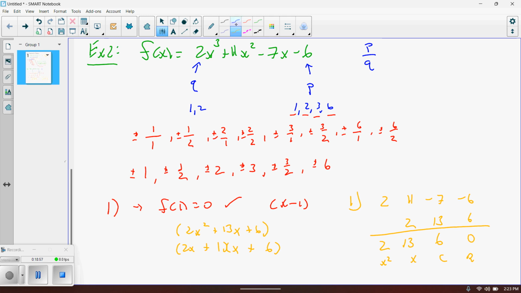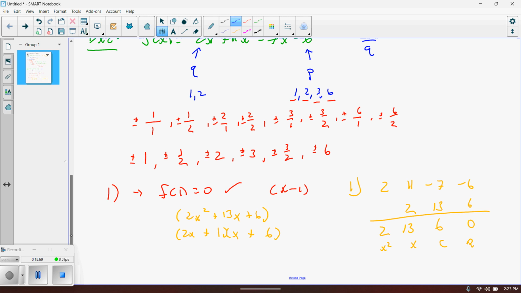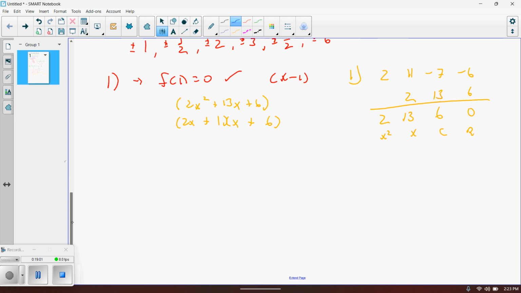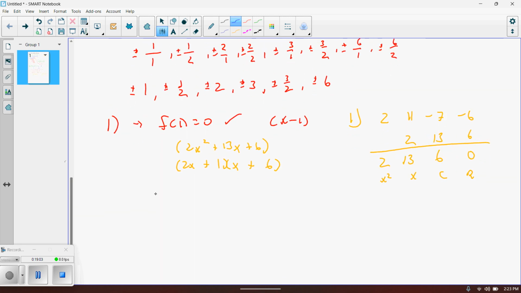So my final solution for the factors is x minus 1, 2x plus 1, and x plus 6 equals 0, which means that either x equals 1, x equals negative 6, and in the middle one you have to do a little bit of work. If you set that equal to 0, you would subtract 1, divide by 2, so x would be negative 1/2.